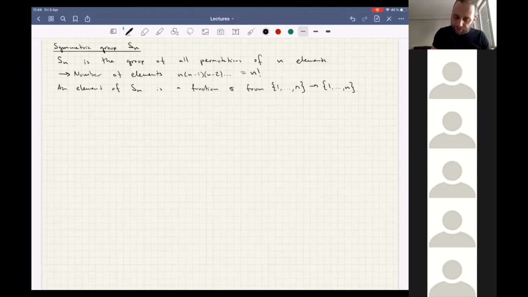So an example of this is S3. This is the set of permutations of 3 elements, and an example of that is a function that maps 1 to 3. It maps 3 to 2, and the only remaining thing is that it also has to map 2 to 1. Another possibility is that sigma maps 1 to 3, it maps 3 to 1, and it maps 2 to 2. Those are both elements of S3.